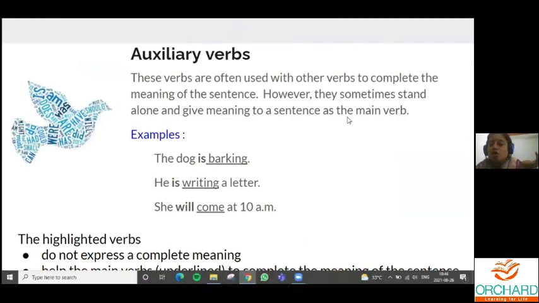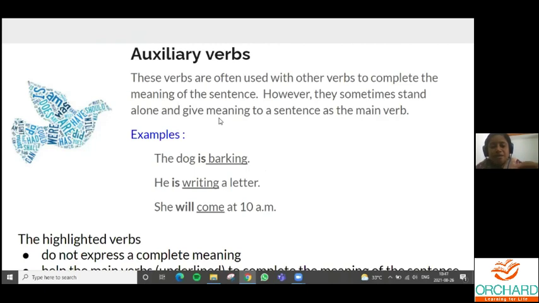These verbs are often used with other verbs to complete the meaning of the sentence. However, they sometimes stand alone to give meaning to a sentence as the main verb. Not only as auxiliary verbs, they also act as main verbs sometimes. The dog is barking. He is writing a letter. She will come at 10 a.m.